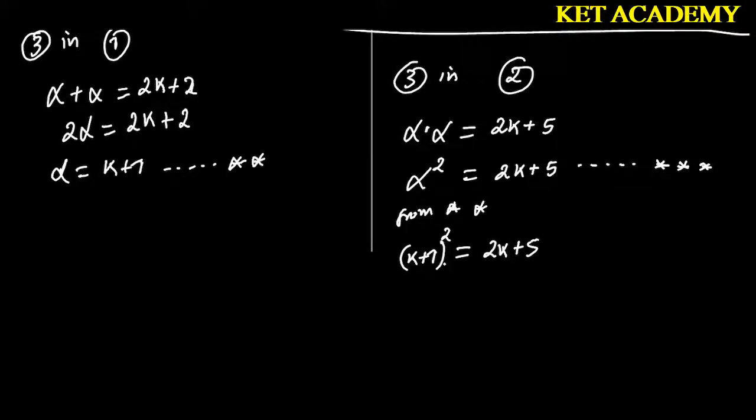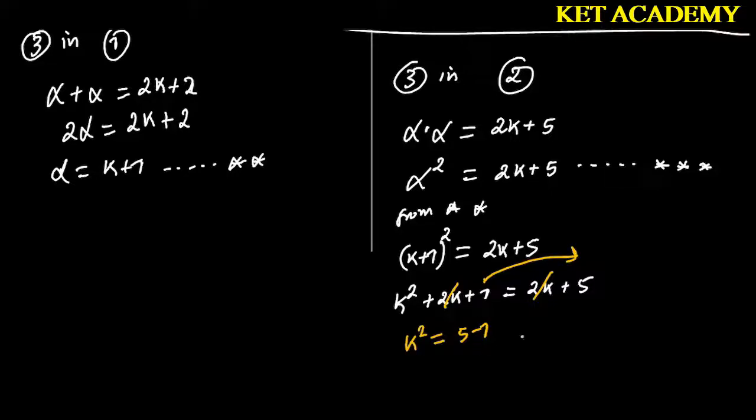Here we simply expand this function, so we do the normal expansion. This will be k squared plus 2k plus 1 equal to 2k plus 5. We see clearly that something is going to cancel out. The 2k is going to cancel out, so it means that k squared will be equal to 5 minus 1, sending 1 the other way, which means it will be 4. Therefore, k is plus or minus 2, taking the square root on both sides.